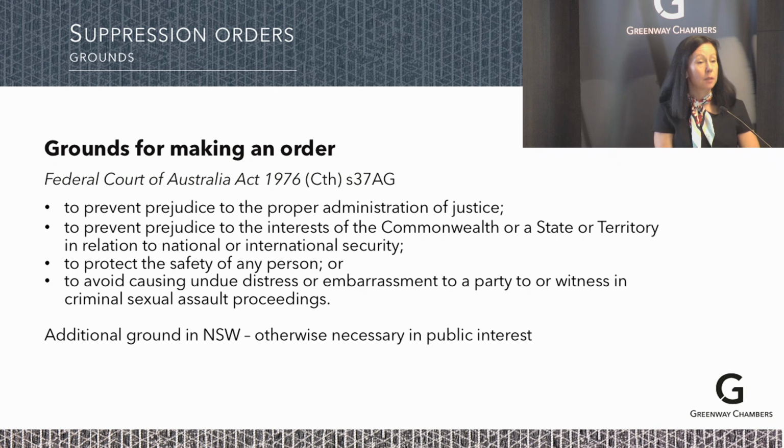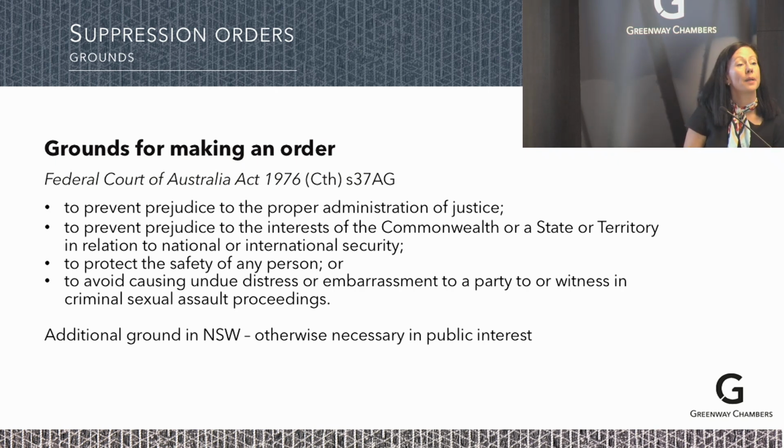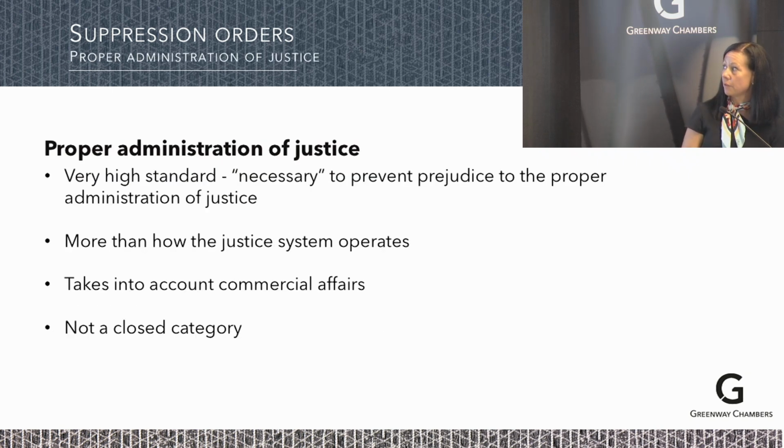Now, if you are a commercial party looking to keep something suppressed, you're probably interested in the first one, to prevent prejudice to the proper administration of justice. And I'll go through that in a bit more detail in a second. You can see the other ones are far more specific, and they would only be used in specific circumstances. But the one that we come across the most is the first one. So what do we mean by prevent prejudice to the proper administration of justice? Well, first of all, it's got to be necessary. So you need to establish that it's necessary to prevent prejudice to the proper administration of justice that you get this order.